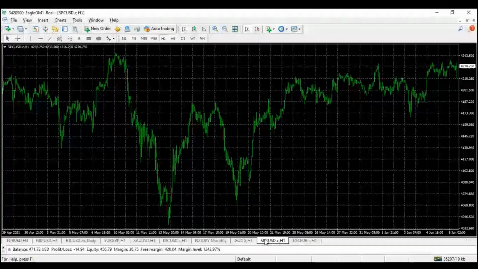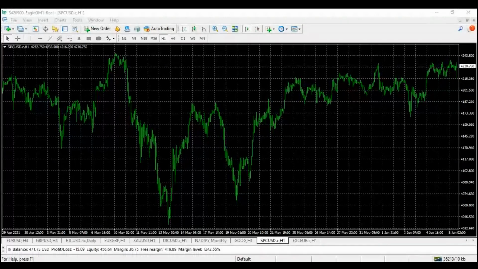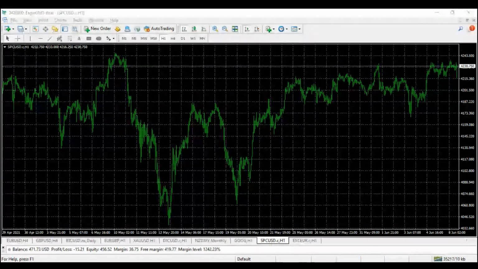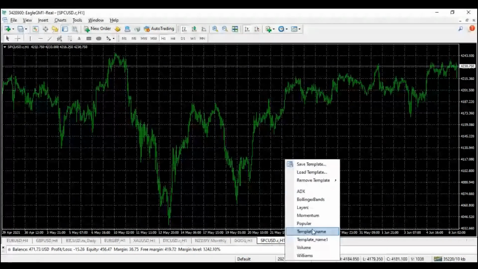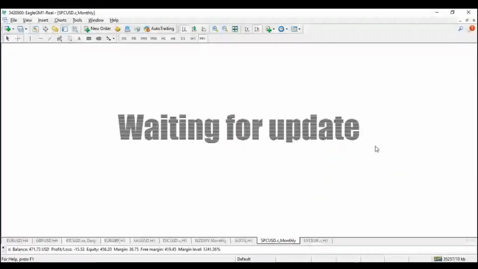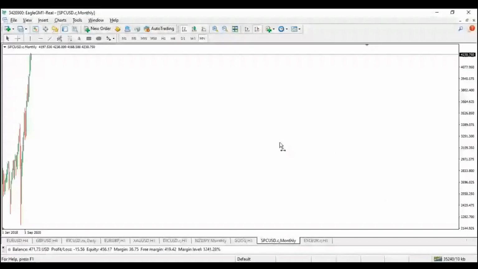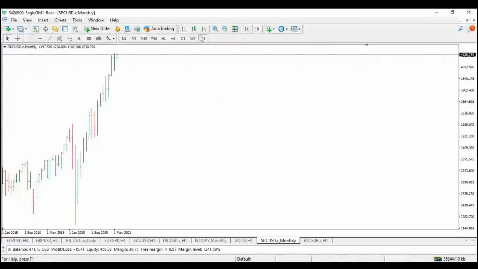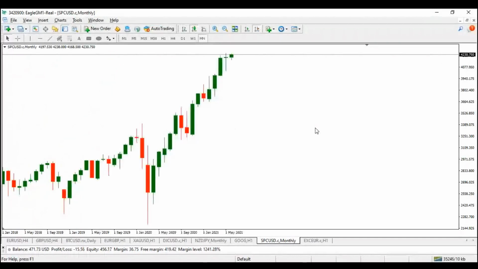Okay, so this is the S&P 500. Let me just put up a template. I always do a top-down analysis to understand where most of these financial instruments are heading. So this is the S&P 500 monthly chart.